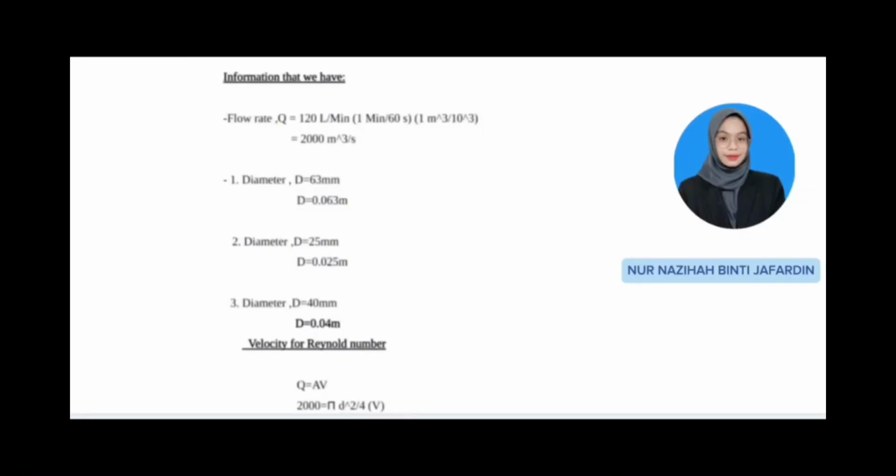So we start with the calculations. For calculations, the information that we have is flow rate, which is 120 liters per minute, and converted to meter cube per second, we will get 2000 meter cube per second, and first diameter, second diameter, and third diameter. All of the units we have to convert to meters.